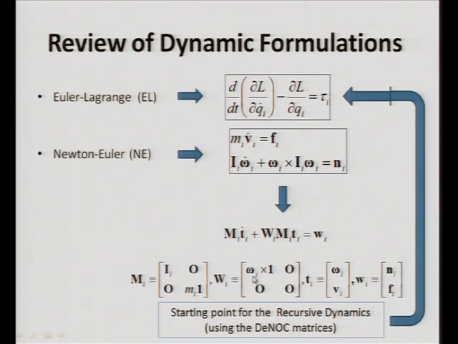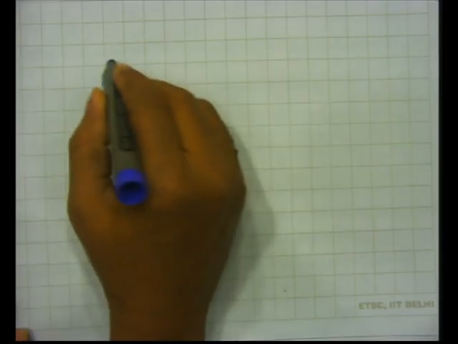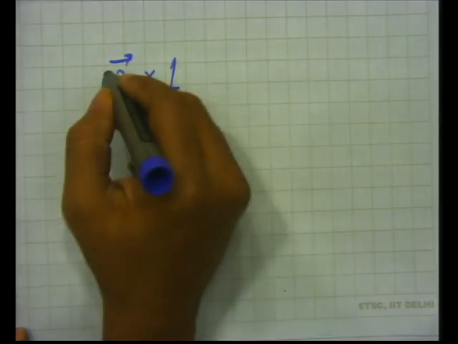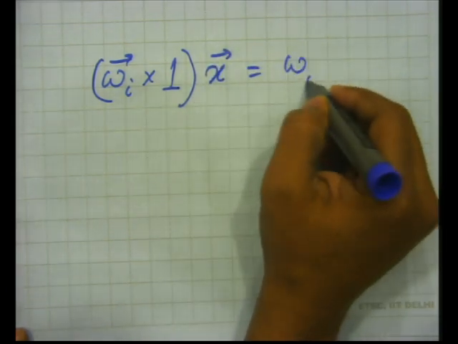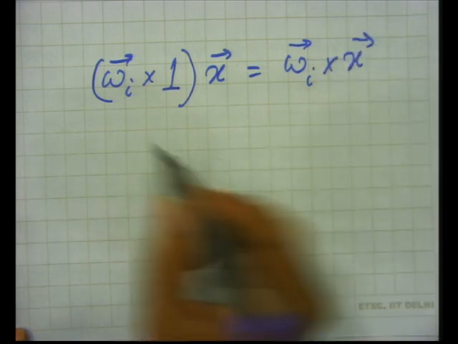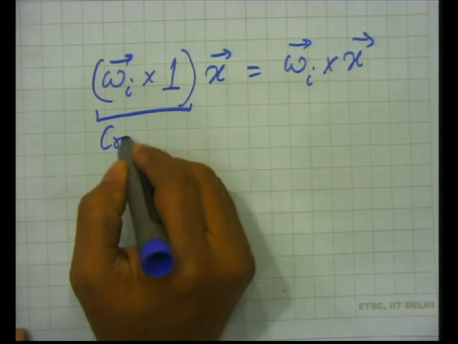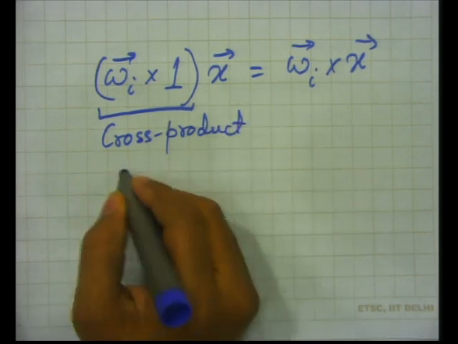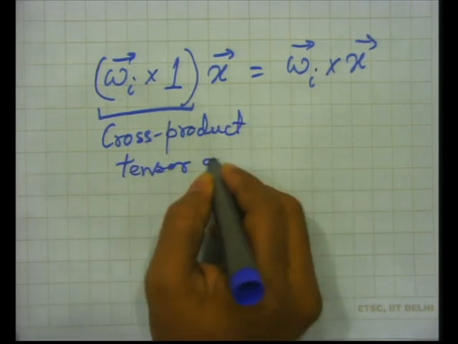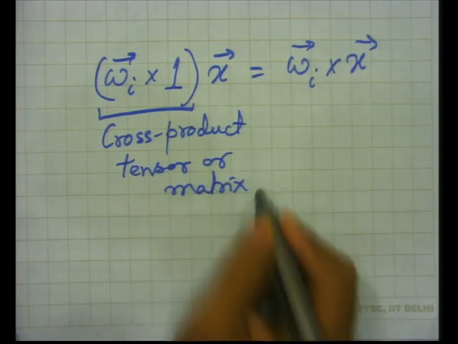Omega_i is actually the angular velocity of the ith body, and cross 1 is a symbol for the cross product matrix, which means, I will just show you on this paper. If I write omega_i cross 1, and you have x a vector, then the definition is omega_i cross x. Since this operator produces this cross product, we call it a cross product tensor or loosely cross product matrix. Okay. It is just a symbol.